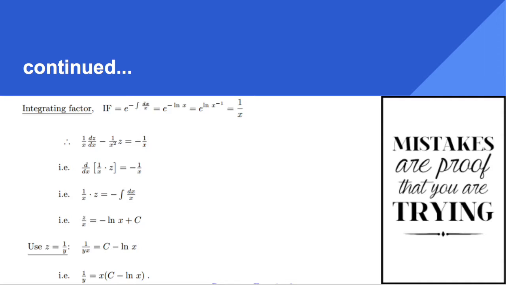In this case, the integrating factor is equal to e to the power of negative integral of 1/x, which is 1/x. Multiply the whole equation by the integrating factor and solve for z. z/x equals negative natural log of x plus some constant c. Notice that now the solution is for z. We have to transform it back to y. Therefore the final solution is y equals 1 over x times (c minus natural log of x).